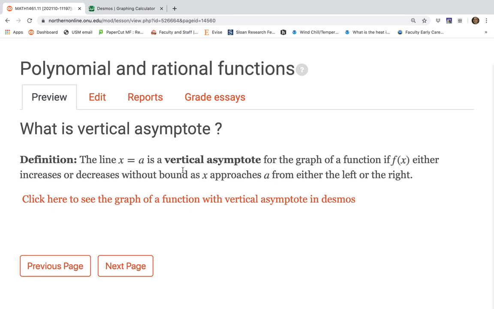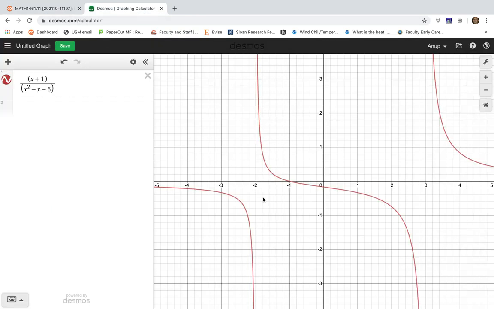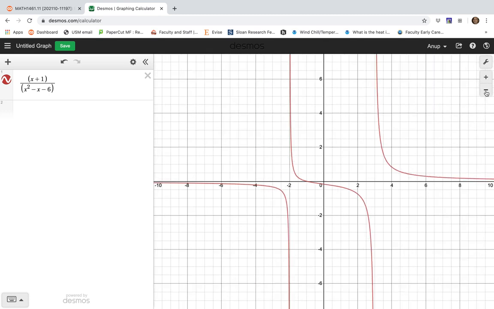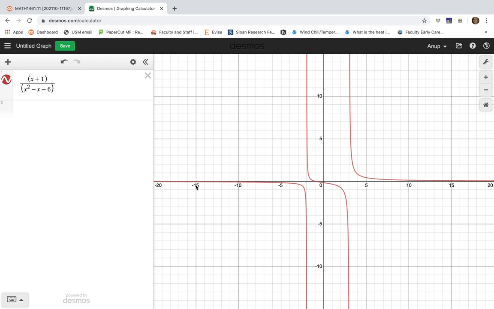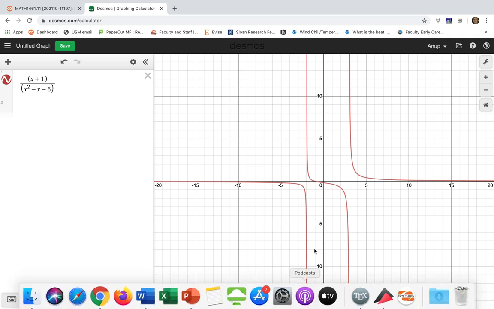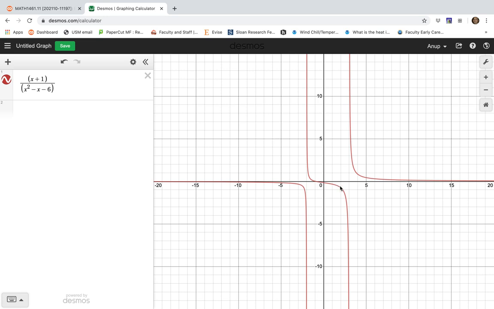Alright, now we will define what vertical asymptote means. Let me first show you one example. A rational function is given whose graph is shown over there. No matter how much you zoom out, you can see this curve is this rational function. Whenever the curve gets closer and closer to somewhere around this location from the left, the y values are getting smaller and smaller, and whenever we go closer and closer to that location from the right side, the curve is getting larger and larger, right?